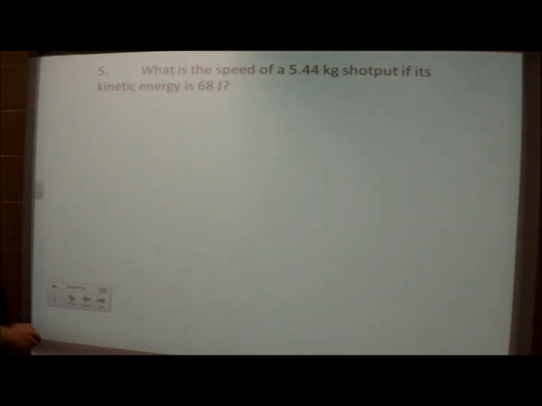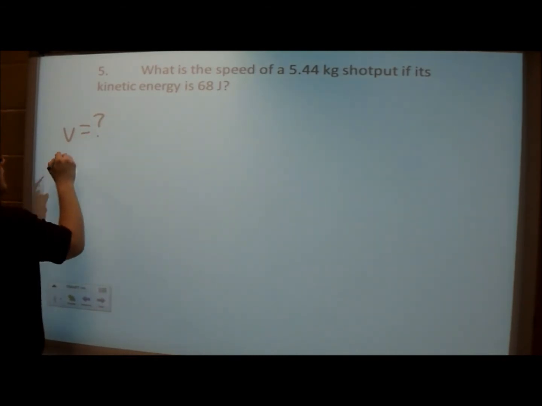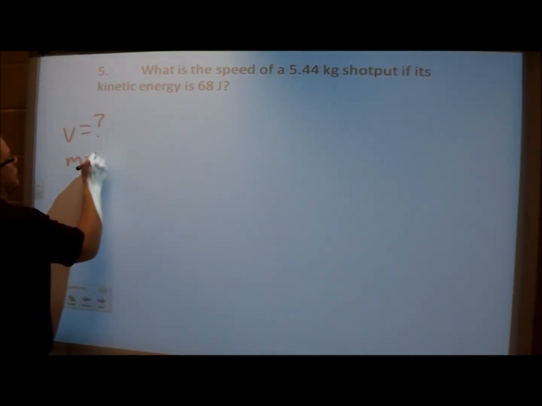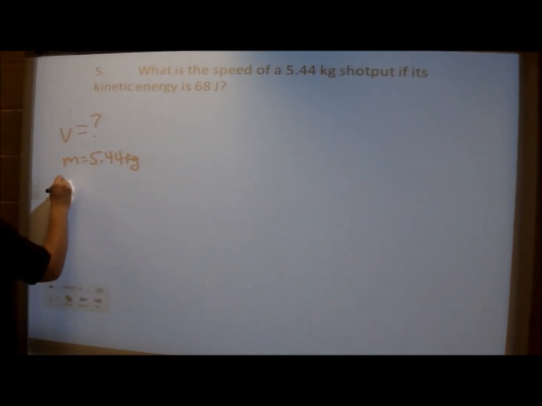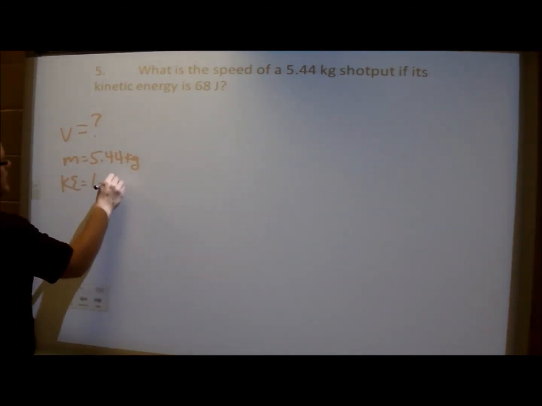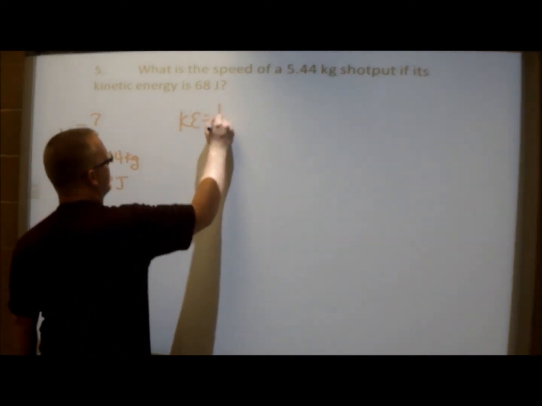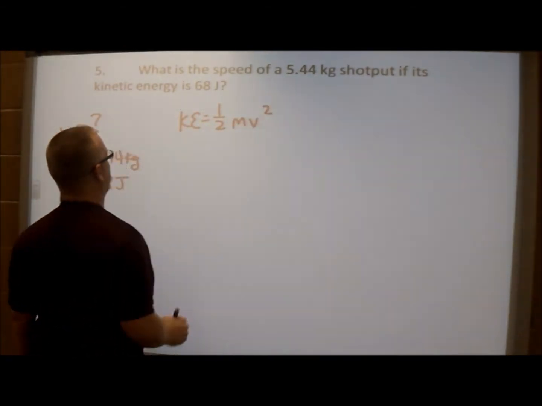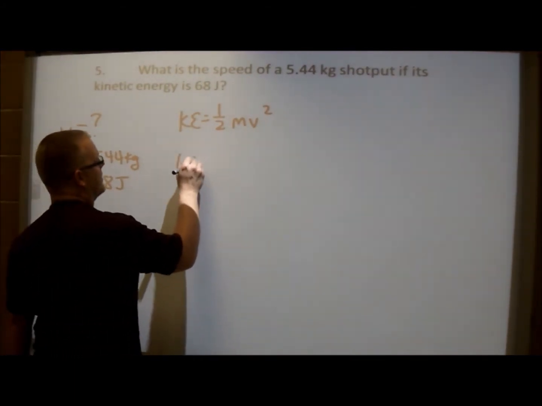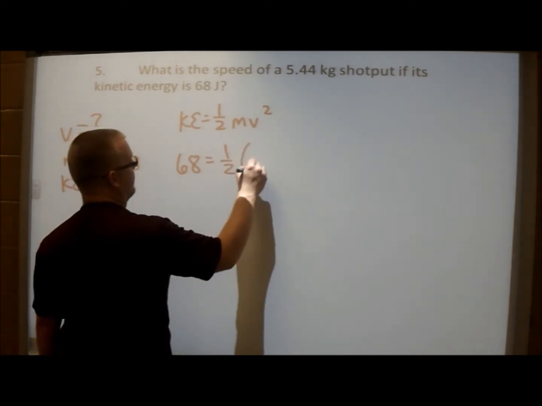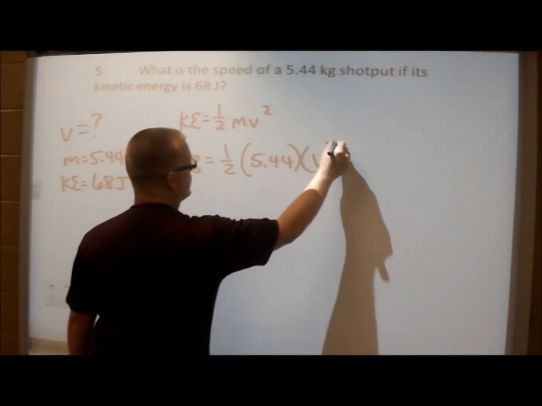Number 5. What is the speed of a 5.44 kilogram shot put if its kinetic energy is 68 joules? Well, I know that kinetic energy is 1/2 mv squared. What is it that we need? We need the velocity. Let's plug it in. 68 equals 1/2 times 5.44 times v squared.